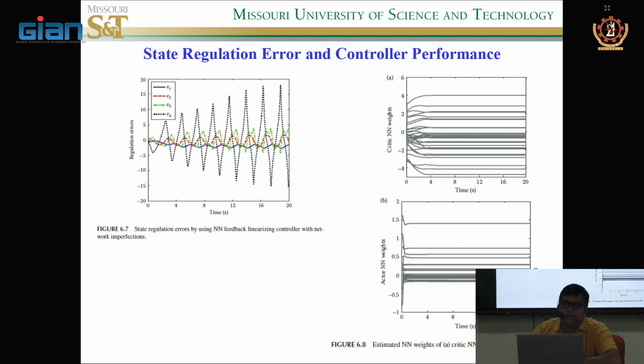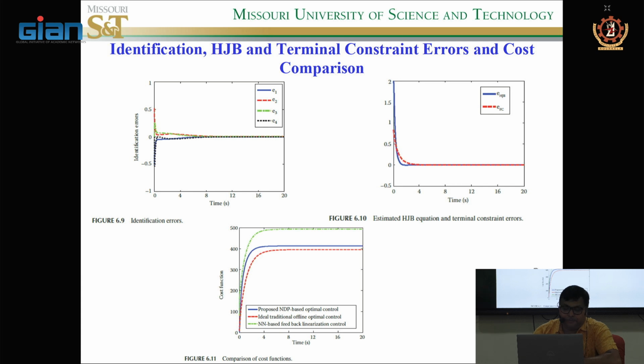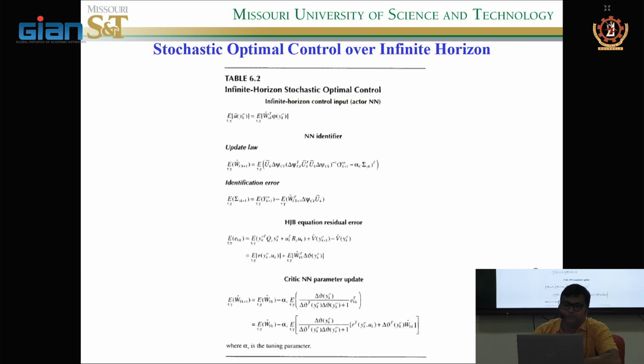So what is that? That is figure 6.7, the state regulation errors by using the NN feedback linearizing controller with network imperfections. So in this case you are finding that the errors are growing. Okay, so that is also there in the case of that particular system which is given in the assignment.